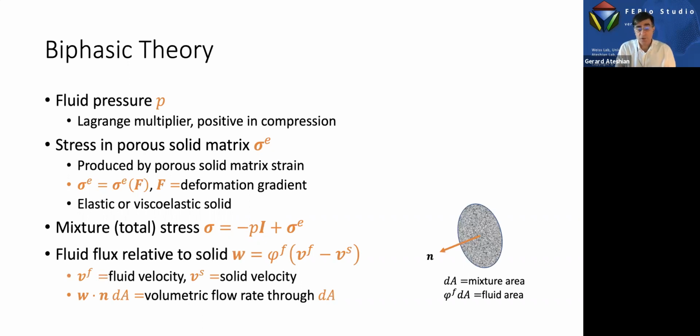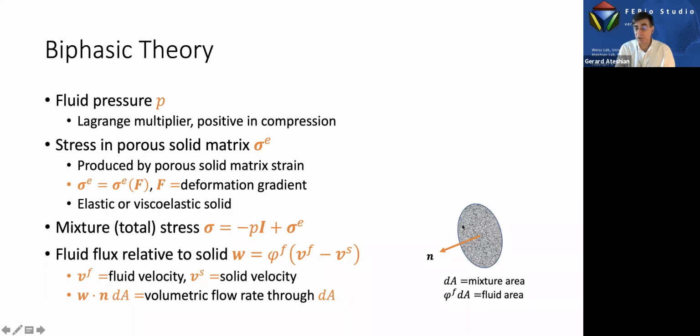And then, of course, if you have a biphasic material, you need to worry about the flow of the fluid relative to the solid. So this is the velocity of the fluid. It's a variable that I introduce here just to clarify the meaning of the fluid flux, but we actually don't solve for the fluid velocity. We subtract from it the solid velocity, that would be the relative velocity, but then we multiply it by the fluid volume fraction, which also turns out to be the area fraction.